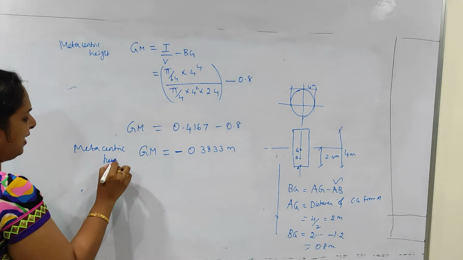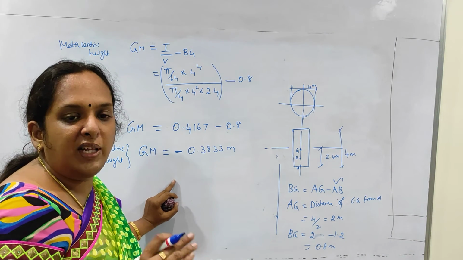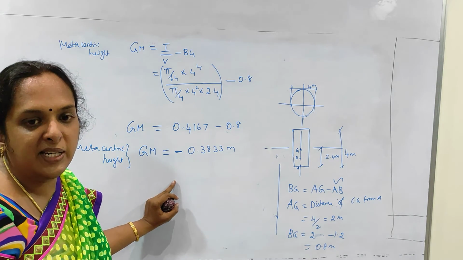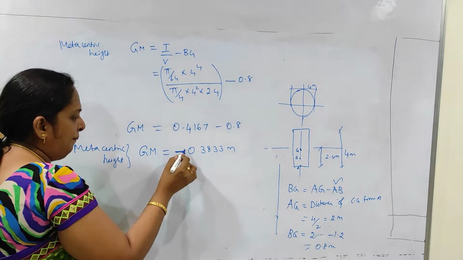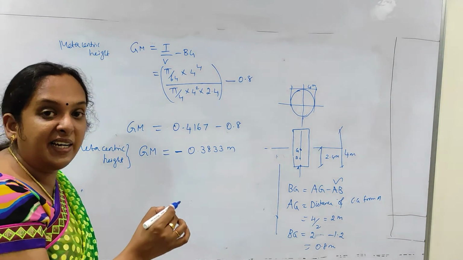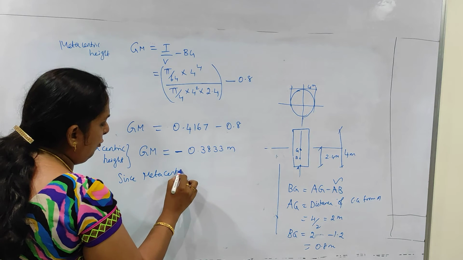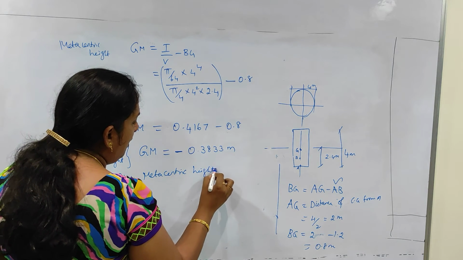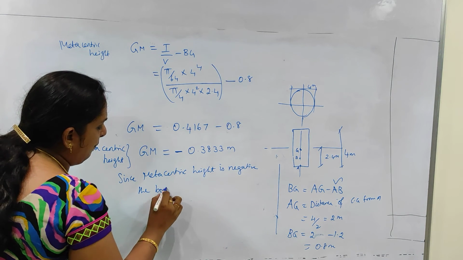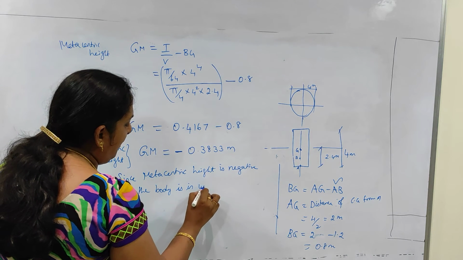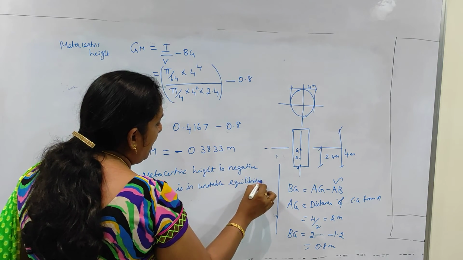So the problem is not over here. What they asked you, in addition to finding the metacentric height, is to find out whether the particular cylinder, or particular body, is in stable equilibrium or unstable equilibrium. From the answer itself, you can say this is negative. Your metacentric height is negative. So since the metacentric height is negative, that indicates the body is in unstable equilibrium. This is the small twist given in your problem, to find out whether the body is in stable or unstable equilibrium.